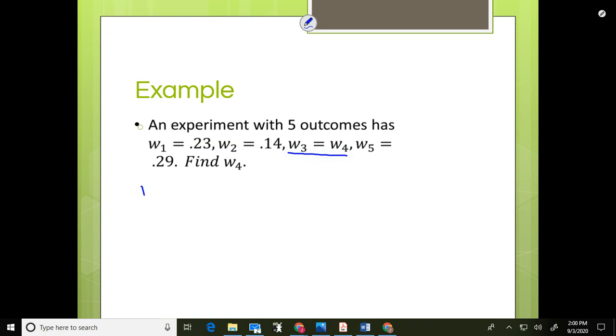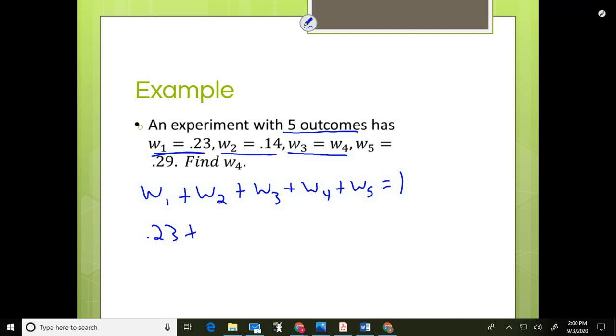So we set them up. We know, because these are my 5 outcomes, all those added together add to 1. And then once I have that, so that's where it kind of looks similar to the stuff from last chapter, we can start substituting what we know. So first off, W1 is 0.23, so put that in. W2 is 0.14. Okay, we'll get to 3 and 4 in a second. W5 is 0.29.